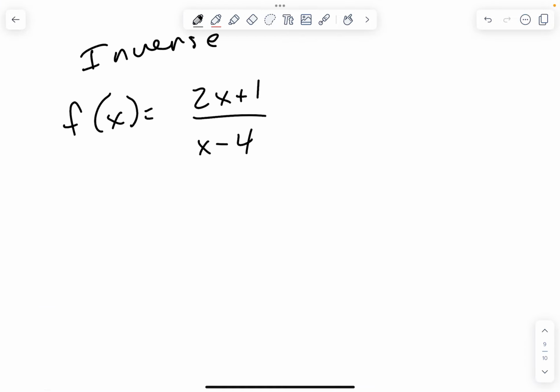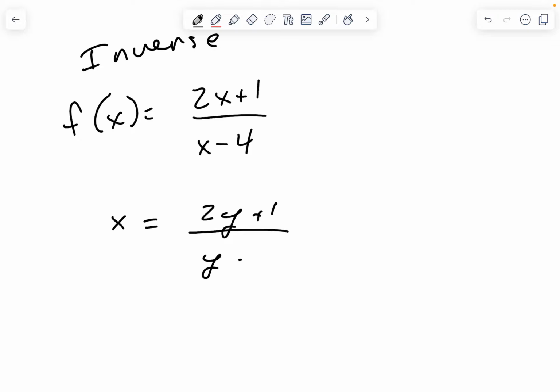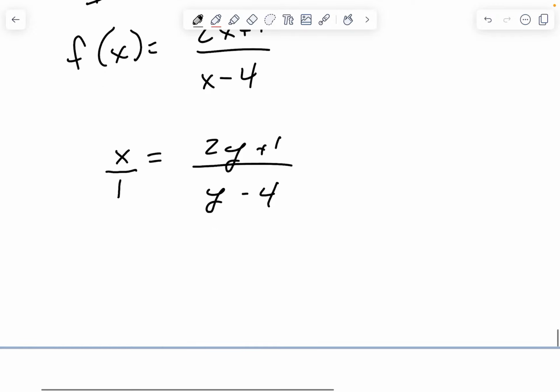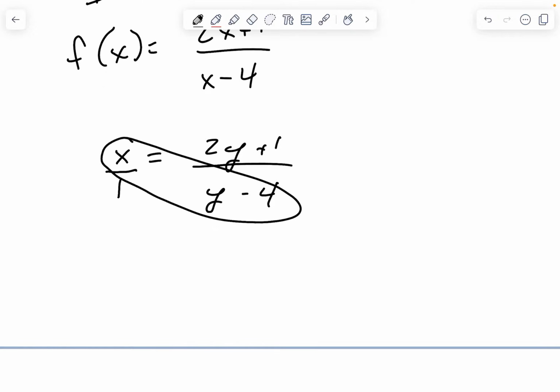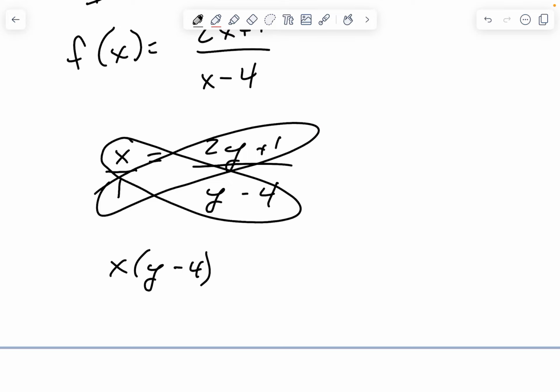Inverse, this was a little bit difficult. There's one little trick that I want to show you. For finding the inverse, same procedure again, swap the x and the y. Whenever I have a fraction and an equal sign, I'm going to cross multiply. x times y minus 4 is equal to 2y plus 1.